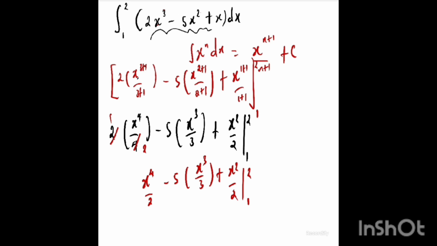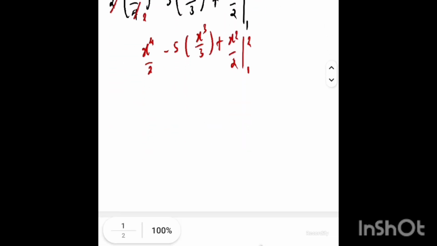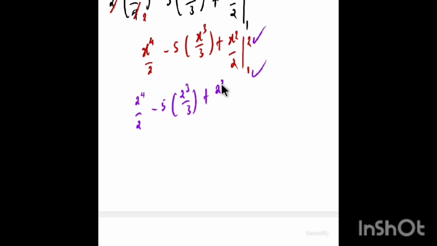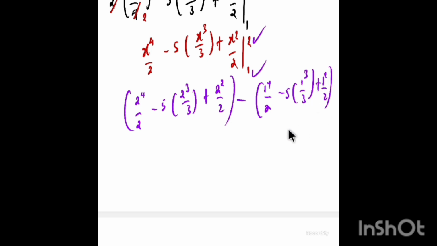Yeah, that's cool. So now let's apply the limit. The first is, you substitute x to be 2, then minus, substitute x to be 1. Substituting x to be 2, you have 2 to the fourth power over 2 minus 5 times the bracket 2 to the third power over 3 plus 2 to the second power over 2, then everything minus, you substitute x to be 1, so you have 1 to the fourth power over 2 minus 5 times the bracket 1 to the third power over 3 plus 1 to the second power over 2.